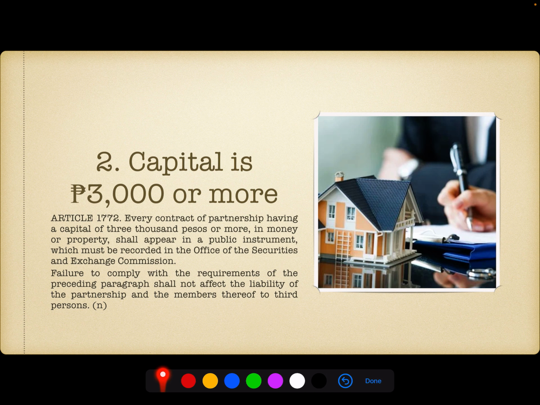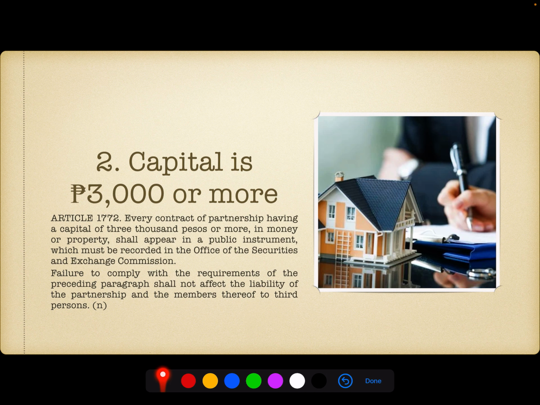All right. Now, the second exception is when the capital is 3,000 pesos or more. Under Article 1772, every contract of partnership having a capital of 3,000 pesos or more in money or property shall appear in a public instrument, which must be recorded in the Office of the Securities and Exchange Commission. Failure to comply with the requirements of the preceding paragraph shall not affect the liability of the partnership and the members thereof to third persons. So, under this article, there are still two requirements. A, the execution of a public instrument, and B, the registration with the SEC, the Securities and Exchange Commission. Now, it says 3,000 in money or property. All right, not just money.